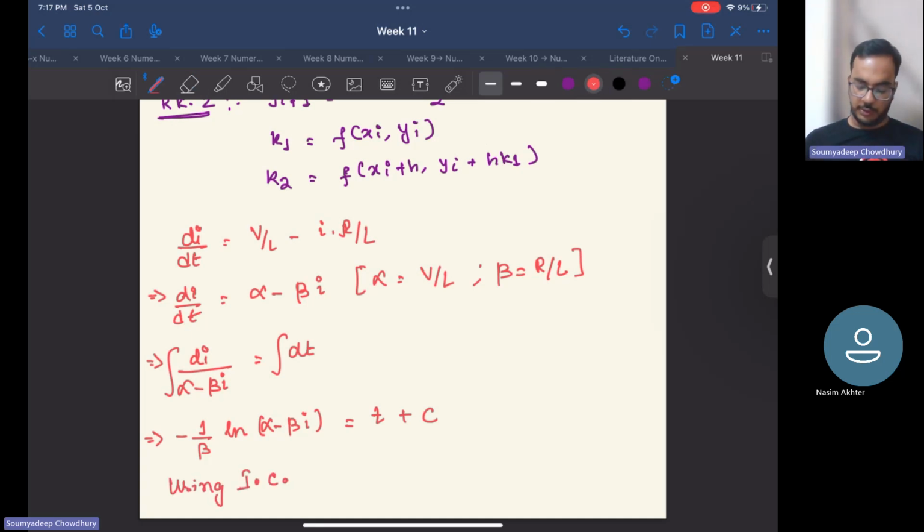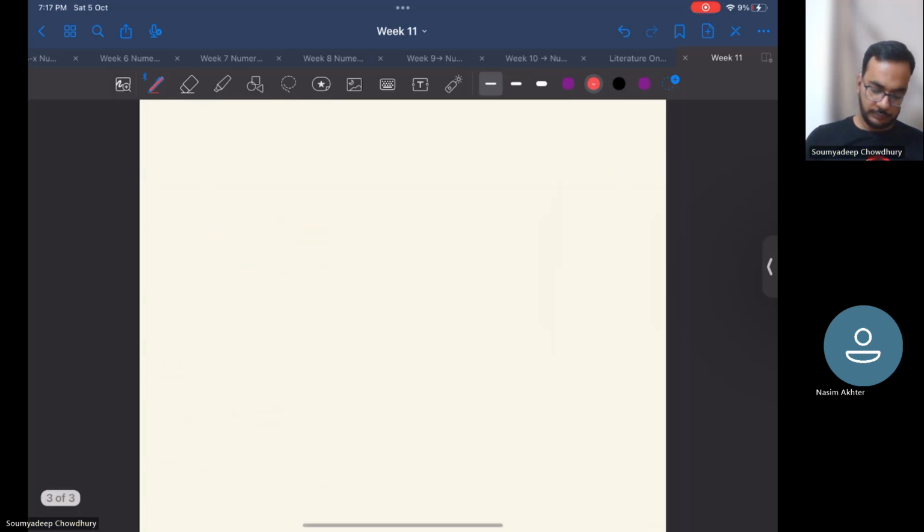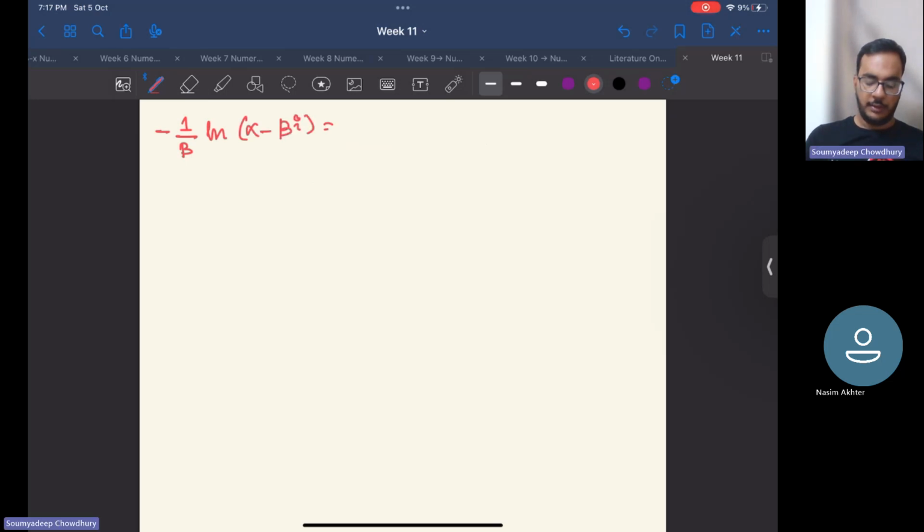Using the initial condition, if we substitute, C will be equal to minus ln alpha by beta, right? Because I of 0 is 0. So now we can rewrite the solution as minus 1 by beta, or minus beta I, equal to t minus ln alpha by beta. So this is your solution, right?